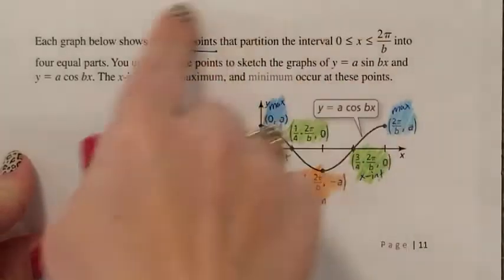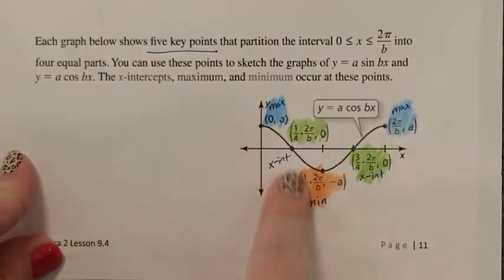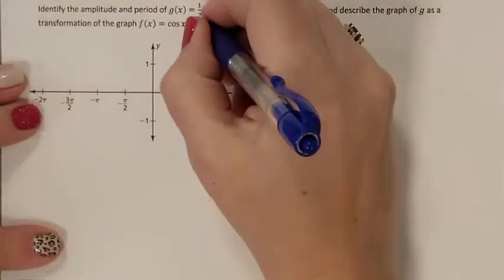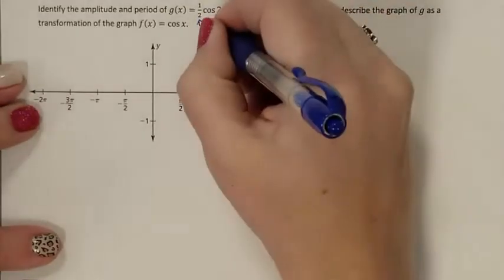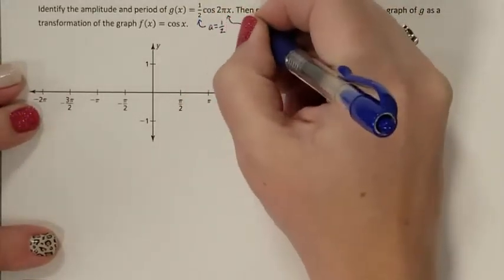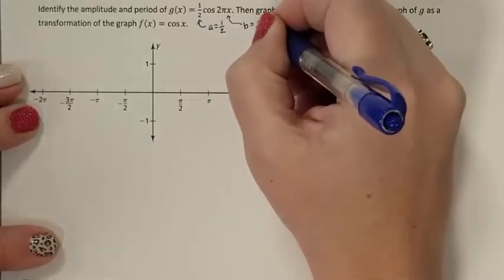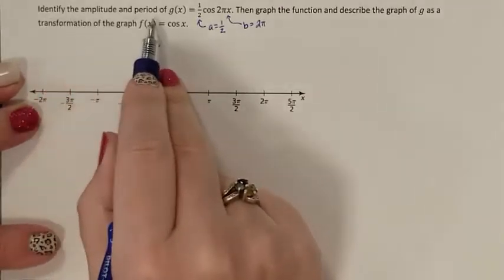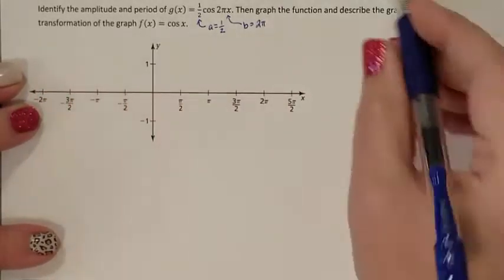Now that we have discussed all of the characteristics of cosine and its 5 key points, let's go ahead and graph some functions. So our first cosine function, we need to identify a. A is the number in the front, so a is 1/2. And we need to identify b. B is the number connected to the x. B is 2 pi. After we identify a and b, we're first supposed to identify our amplitude and our period.